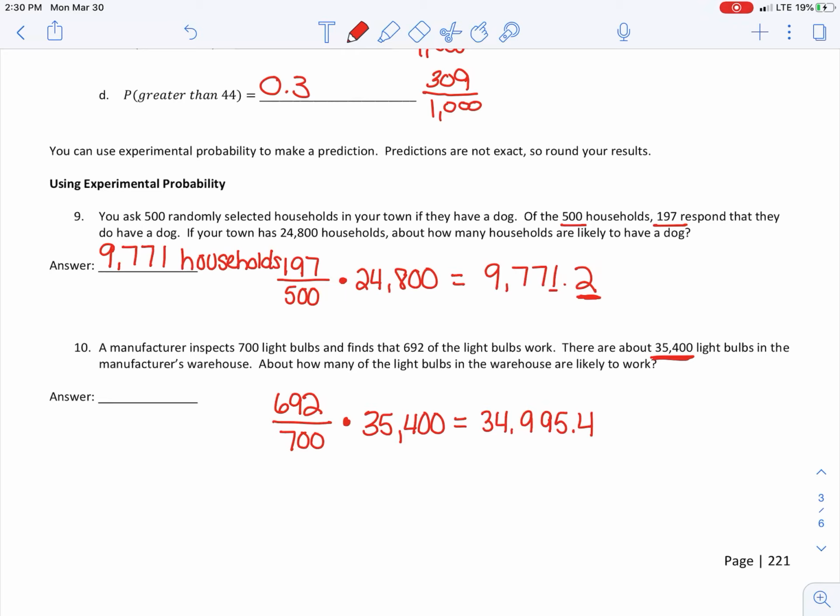Now, with this being said, again, we can't have 0.4 of a light bulb that works. So we're going to just go ahead and round that answer to the nearest whole number. So 34,995 light bulbs that work.